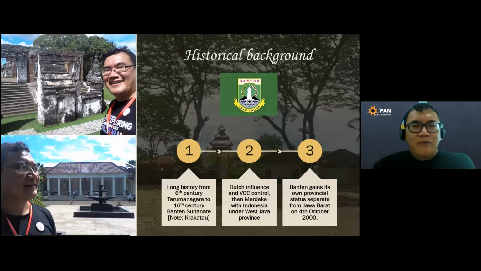But for our purposes, we're going to see some of the remains of the Bantam Sultanate, which existed from the 16th century and was really a very prominent sultanate with very good ties with the rest of Southeast Asia, the Malay world, with China, with various Indian states, and even as far as the Arabian entities, all of whom had sent traders to Banten.